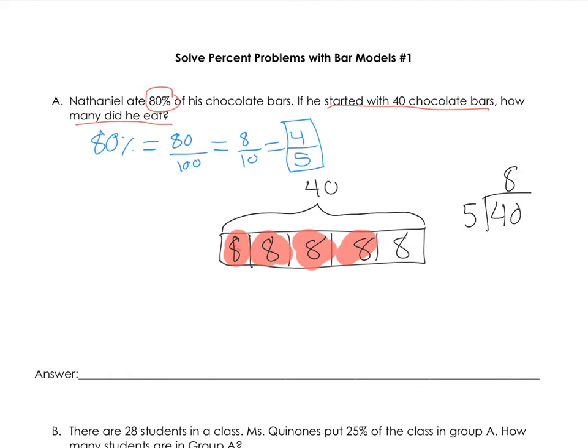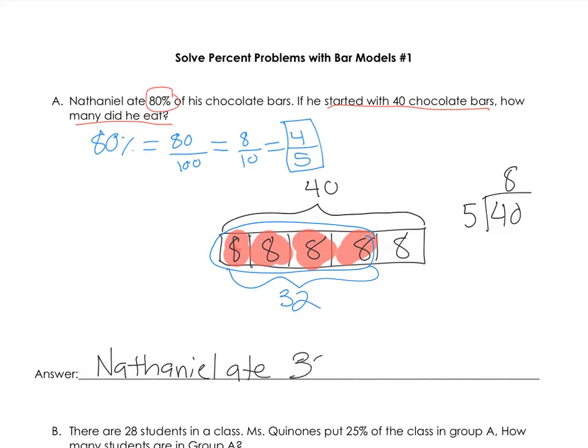We're trying to figure out what 80% of this 40 is. Well, that's going to be these 4 pieces again. So 8, 16, 24, 32. These 4 pieces is going to be 32. So we ate 32 chocolate bars out of the 40, which is a lot. So how many did he actually eat? Nathaniel ate 32 of the chocolate bars.